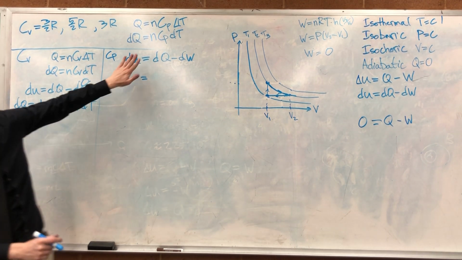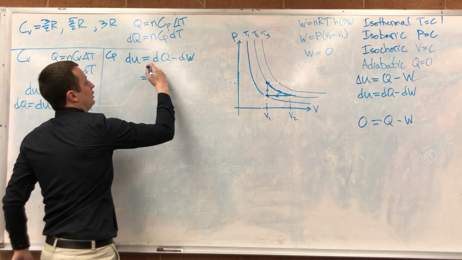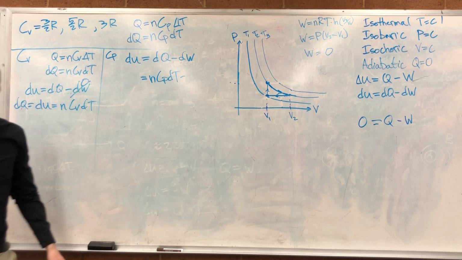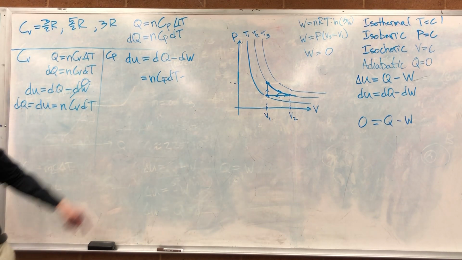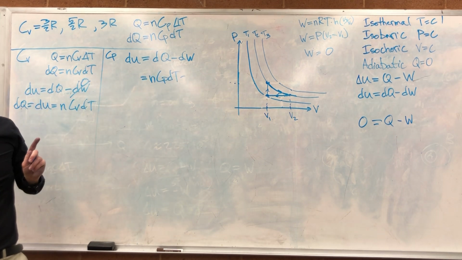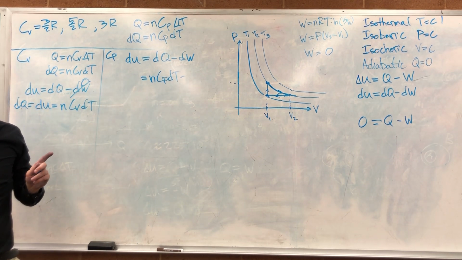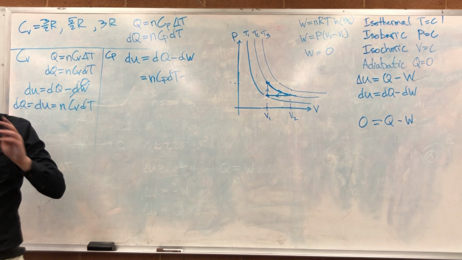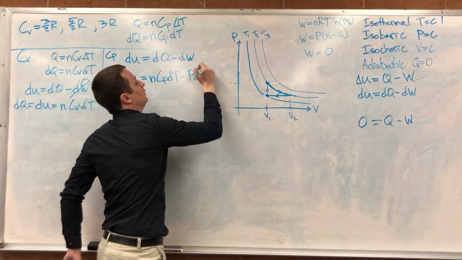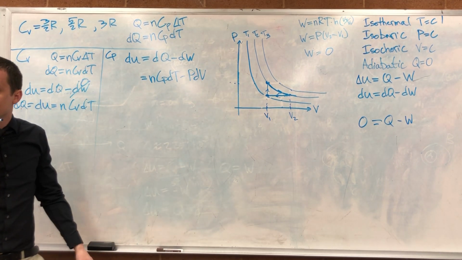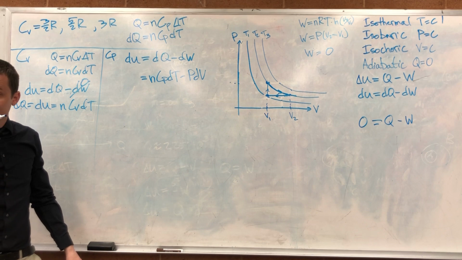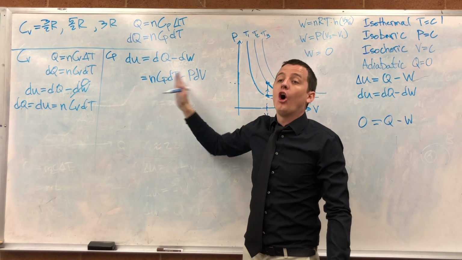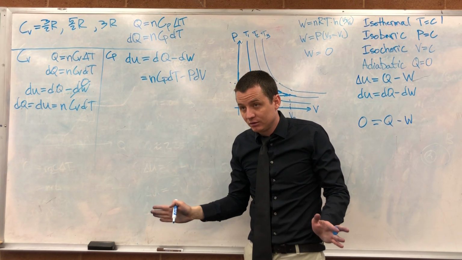So now, when we have this equation, I know that dq is equal to n Cp dT, right? dw, what's dw when we have constant pressure? Just pressure times your change in volume. Good? And now, for a given temperature change, our internal energy changes by the same amount.